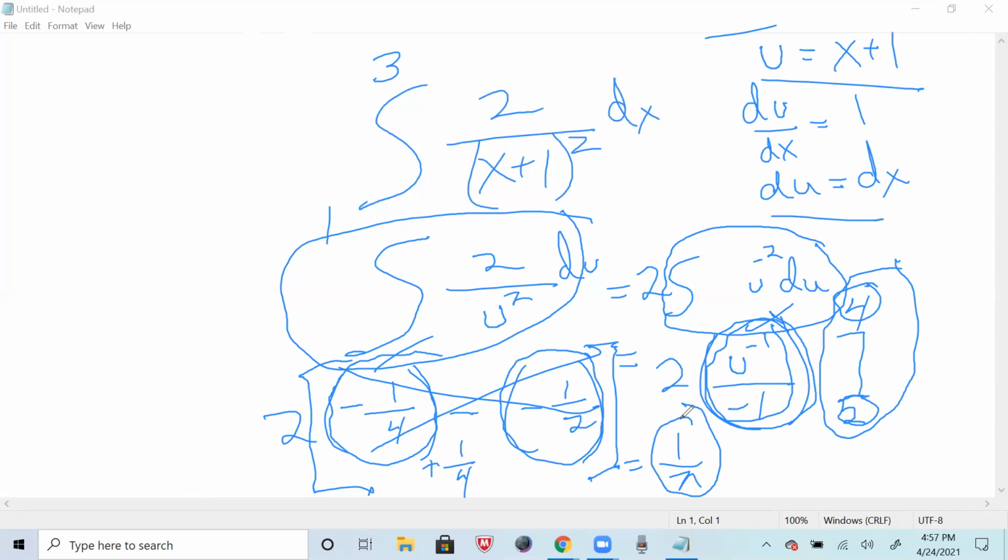There's some other U-substitution problems. There's actually 2 types of U-substitution problems. This is one of them. Another one involves pattern recognition, where you have a composite function.